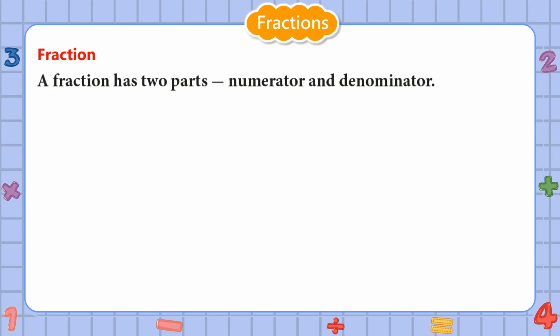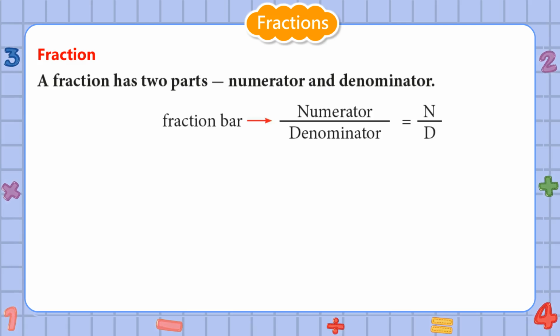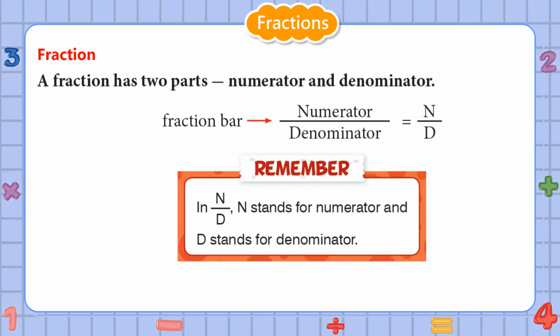A fraction has 2 parts, numerator and denominator. The line between numerator and denominator is the fraction bar. Numerator upon denominator is equal to n/d. Remember, in n/d, n stands for numerator and d stands for denominator.